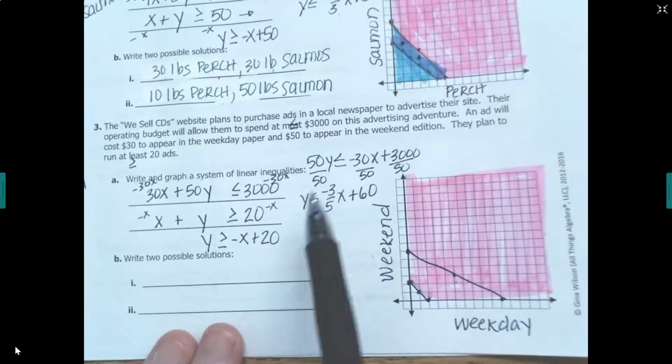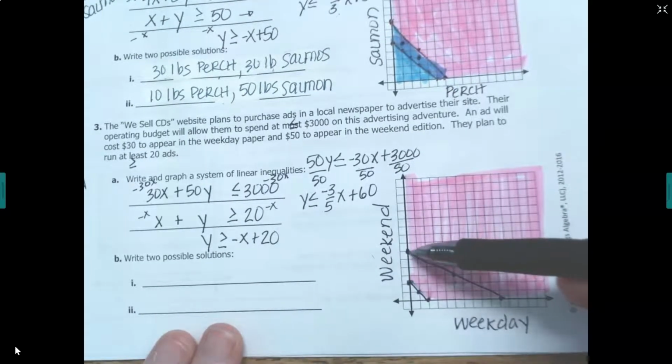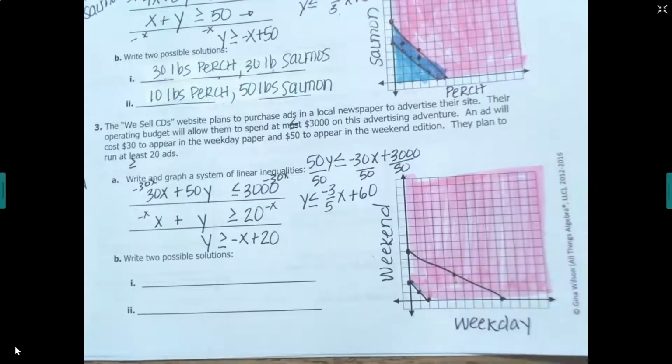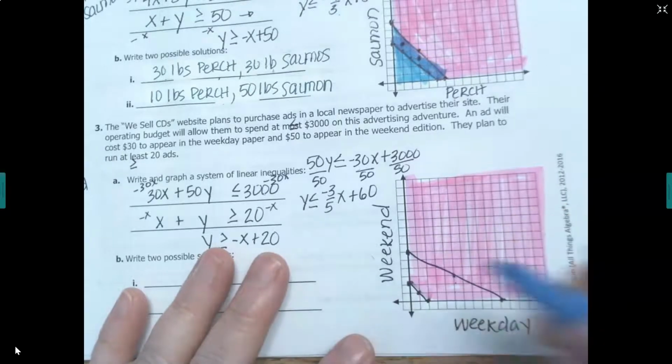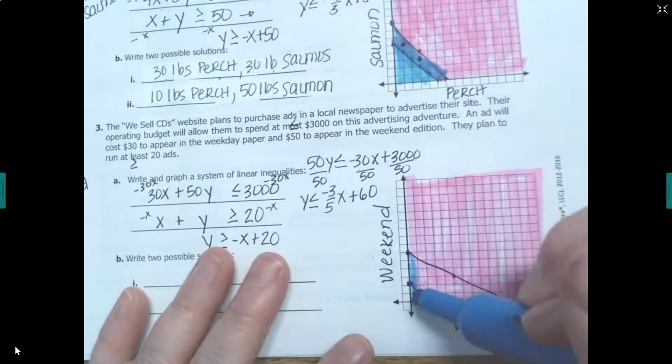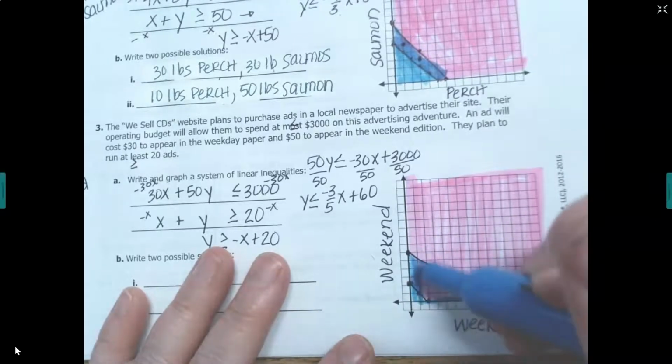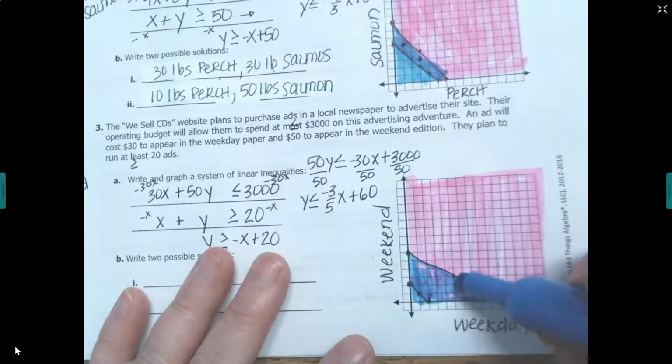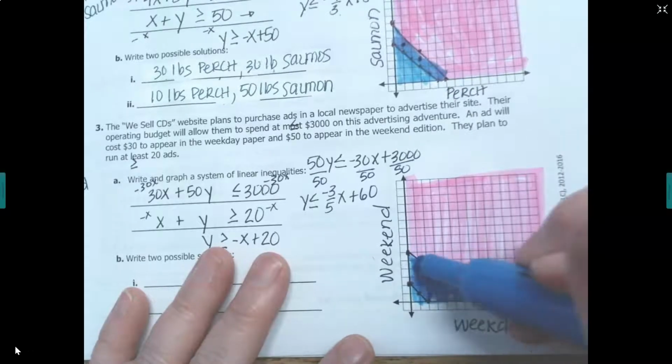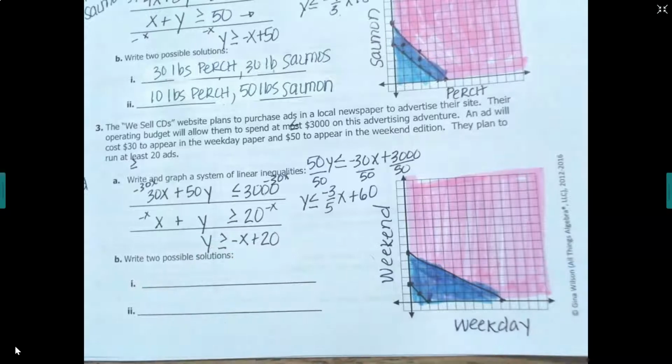And it says y is less than. So go to that y-intercept. Less than is below. So I'm going to shade this region. Anything in that region will work. The only thing that won't work is this little teeny tiny section here and this pink section. So anything in the purple section works.